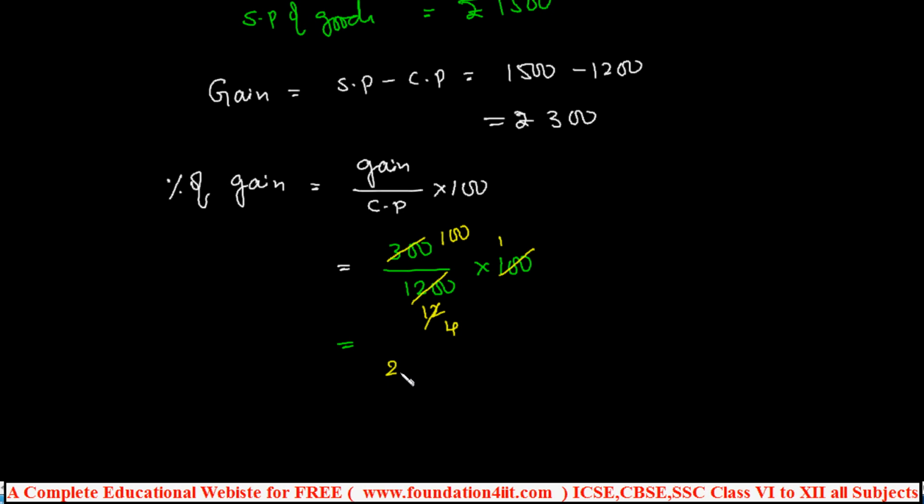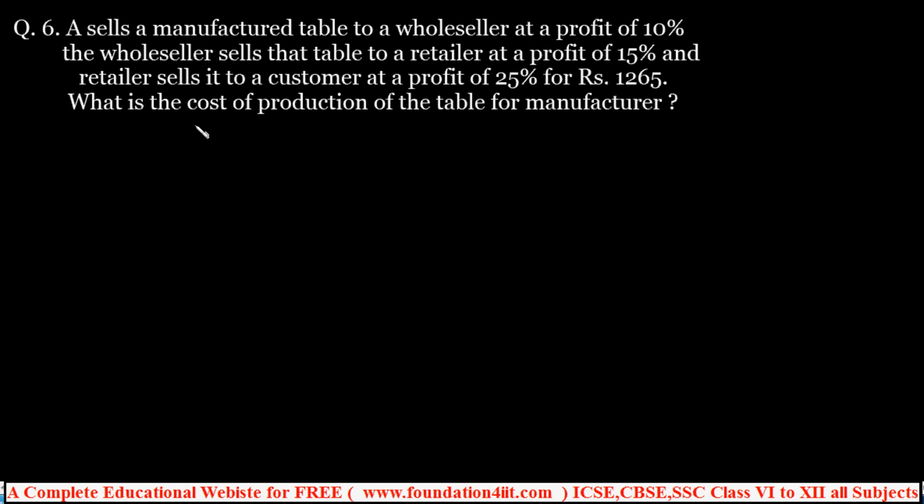Again, 100 by 4 is 25 percent, right? That's a simple one. So 25 percent is the overall percentage of the gain in this problem. Let's see another one now. In this problem, there are 3 combinations.